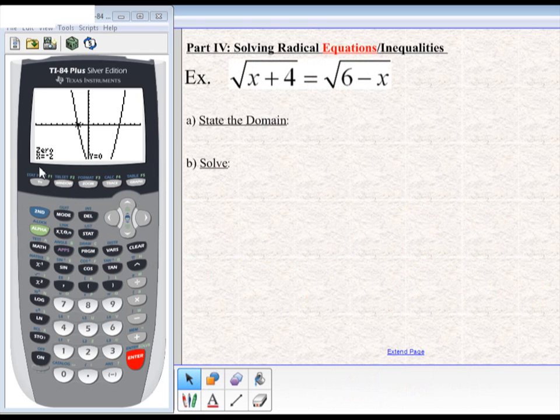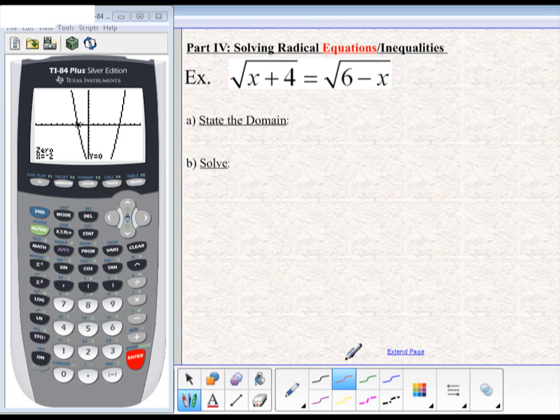radicals. So let's look at this radical equation. Let's first look at the domain. So the domain, remember, is all the x values that don't make this thing blow up. What makes this thing blow up is a negative under the radical. So let's look at each radical separately. I need that x plus 4 to stay non-negative, in other words, bigger than or equal to 0. But I also need this expression to be bigger than or equal to 0.